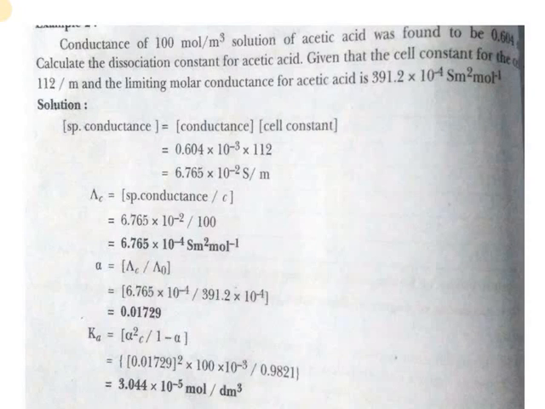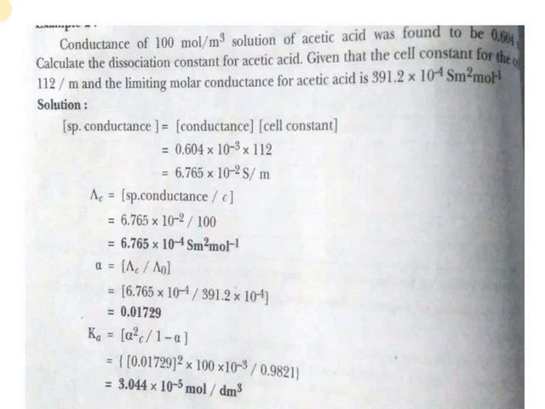Right. From these values, firstly we can calculate the specific conductance. So specific conductance is equal to conductance into cell constant. The value of conductance is 0.604 into 10 raised to minus 3, into the cell constant, which is given as 112. From this calculation of conductance and cell constant, the value of specific conductance is obtained as 6.765 into 10 raised to minus 2 Siemens per meter.